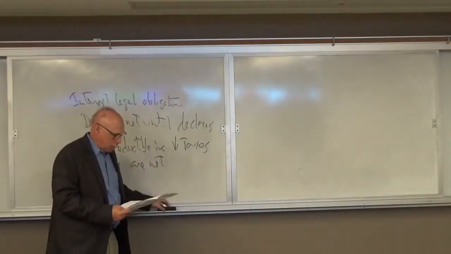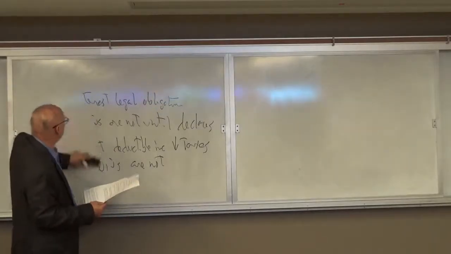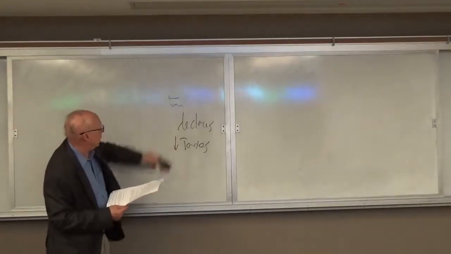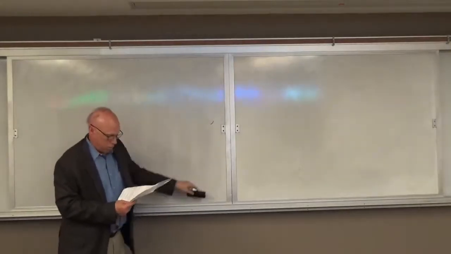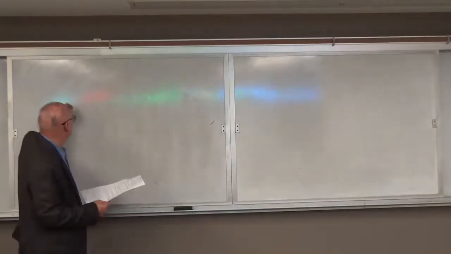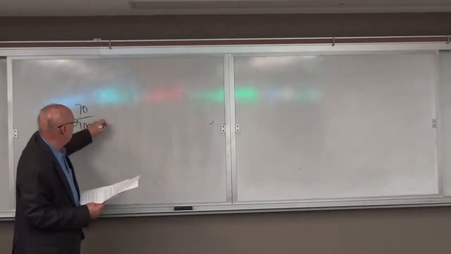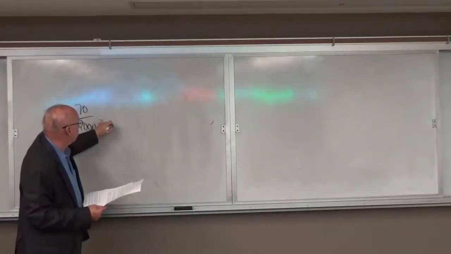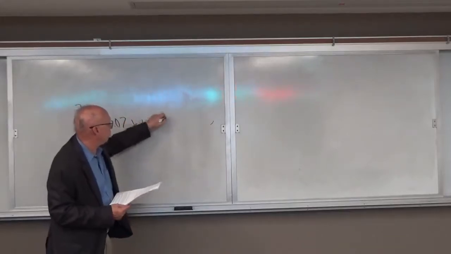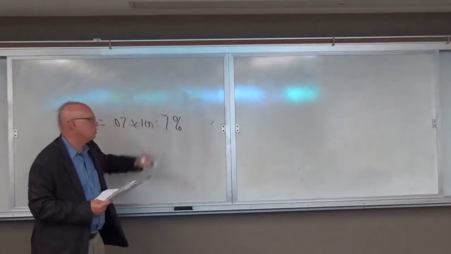All right. A company pays $70 each year on each $1,000 bond that is outstanding. Okay? So let's find the pre-tax cost of the bond. It's 70 divided by 1,000 equals 7%. That's the pre-tax, that's the APR on the bond.